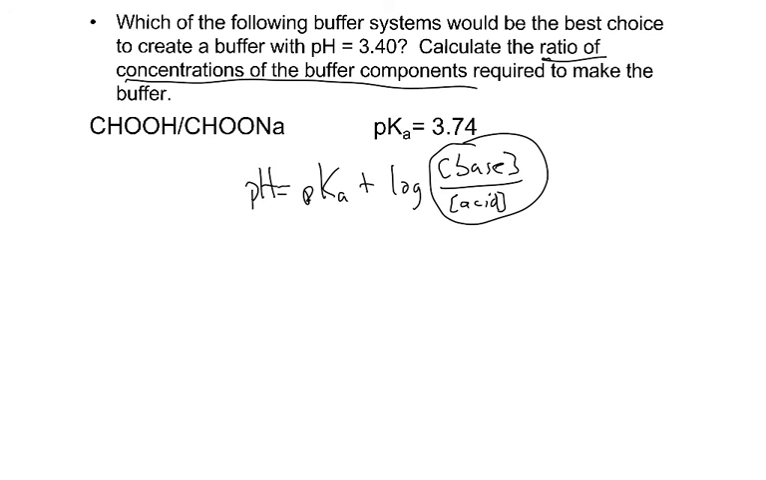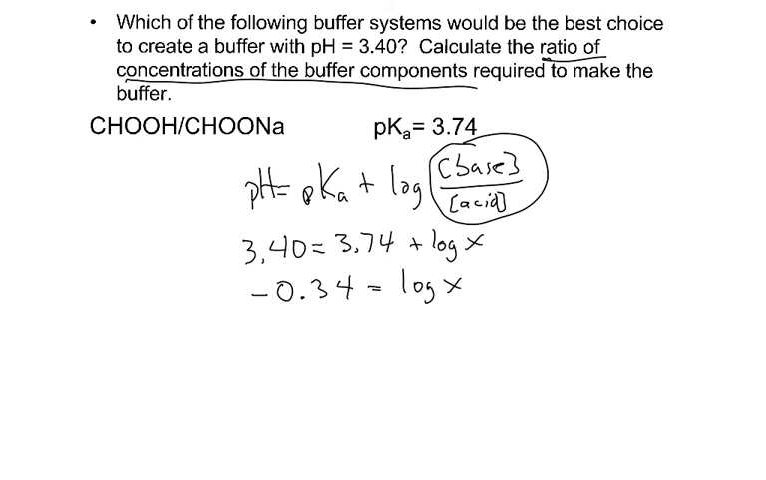Essentially I'm going to make that my X, right? And I can plug in the pH that I actually want. I know the pKa from the last slide. All right, so if I'm solving for X, I'll subtract 3.74 from both sides. So I get negative 0.34.